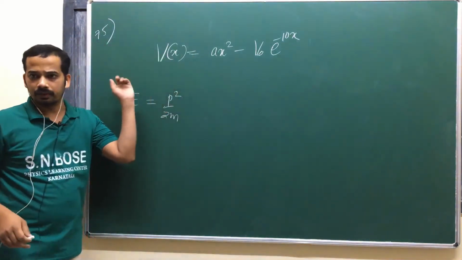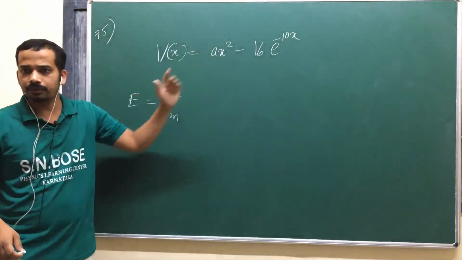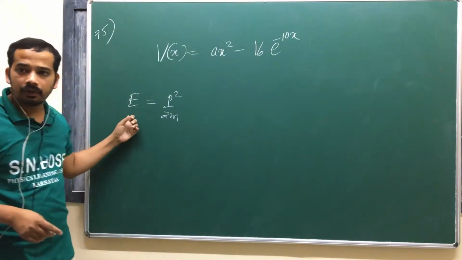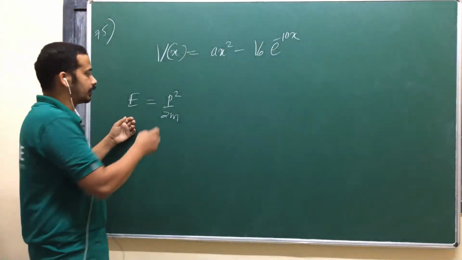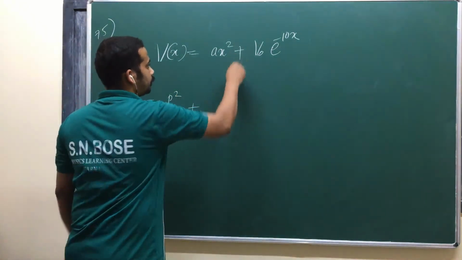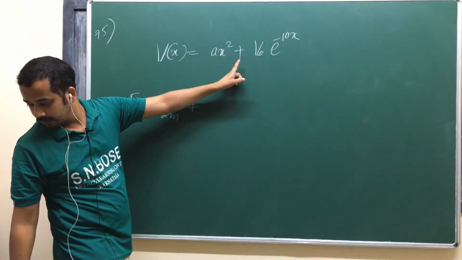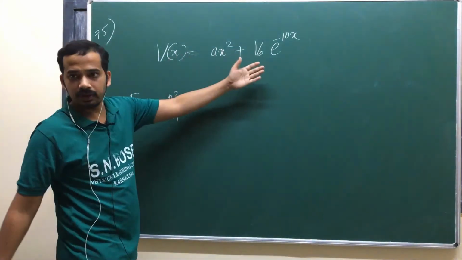This is a conservative field. Potential depends only on the position. It's a conservative field, so you can have constant energy in this situation: p squared by 2m plus or minus, both minus. Again, potential energy is plus here.